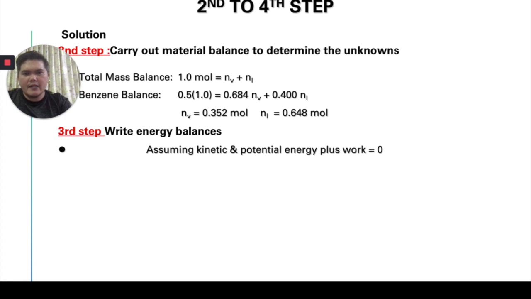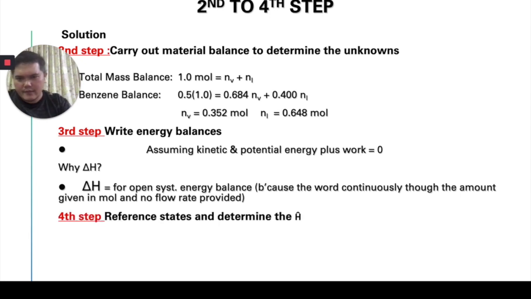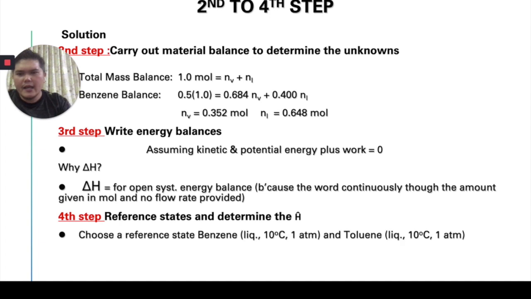The next thing is to write the energy balance. We know that this is an open system, not a closed system. Why is that? What is coming in is in terms of rate, and assuming kinetic and potential energy changes equal 0, we are left with only delta H. Because it is an open system, we straight away know that we need to calculate H instead of U, and we need to determine the reference state.